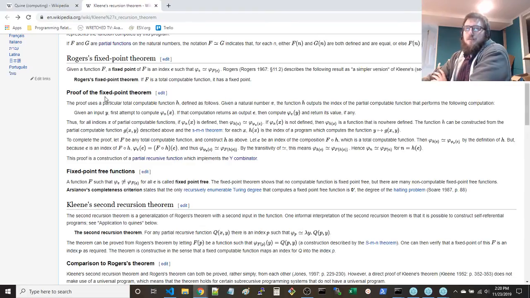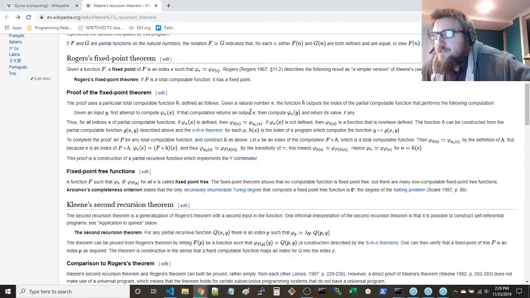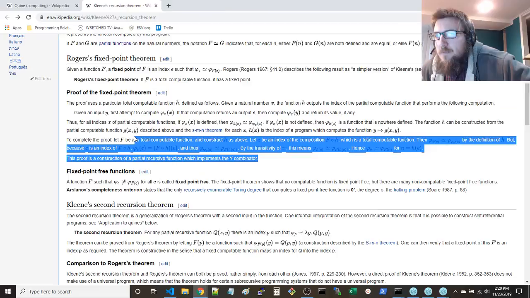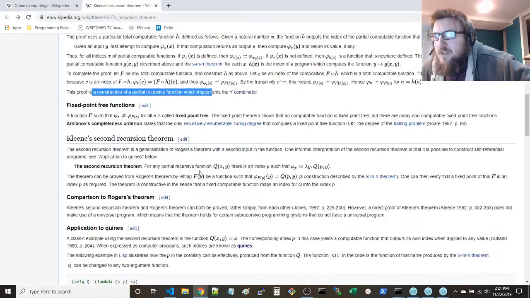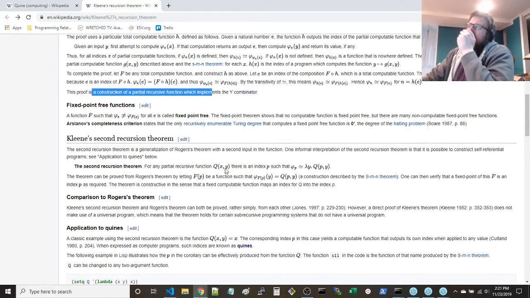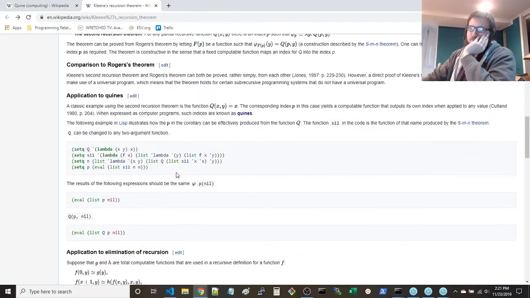Okay. Proof of the fixed point theorem. The proof uses a particular total computable function h, defined as follows. Given a natural number x, the function h outputs the index of the partial computable function that performs the following computation. Given an input y, first attempt to compute phi of x. If that computation returns an output e, then compute phi of e of y, returns value if any. Blah, blah, blah. I don't even want to read the rest of this, man. I'm bored already.